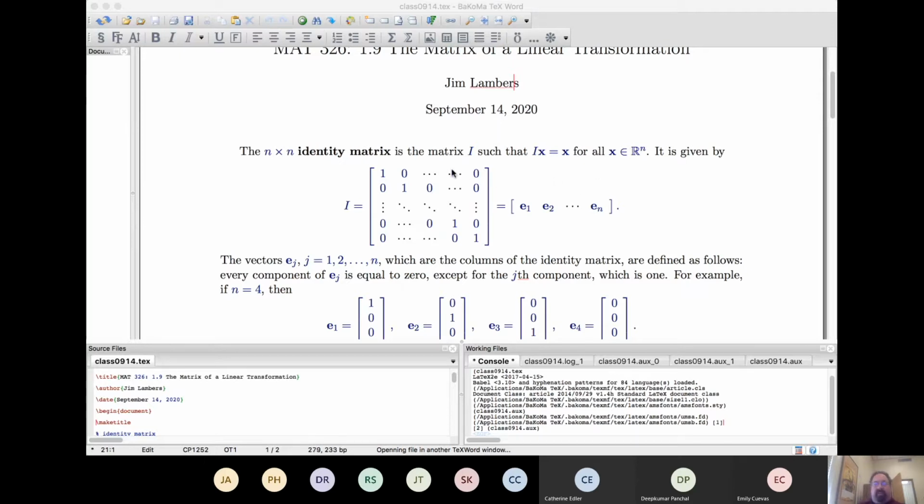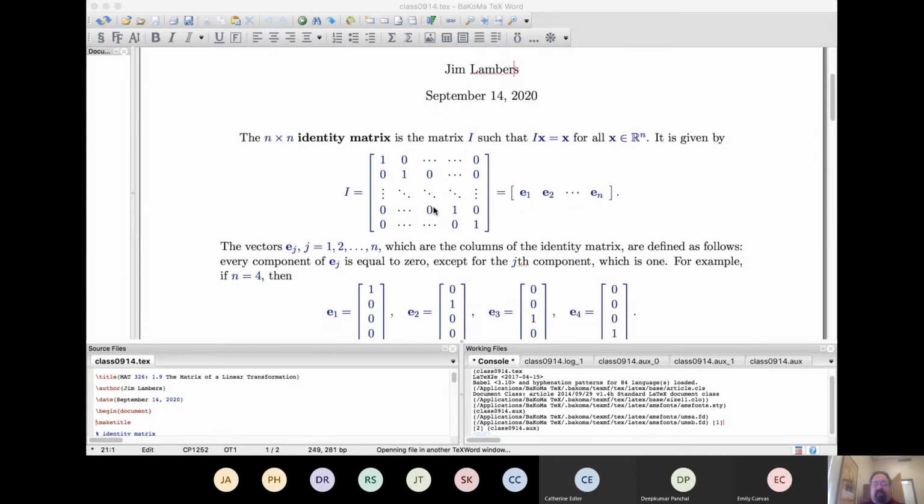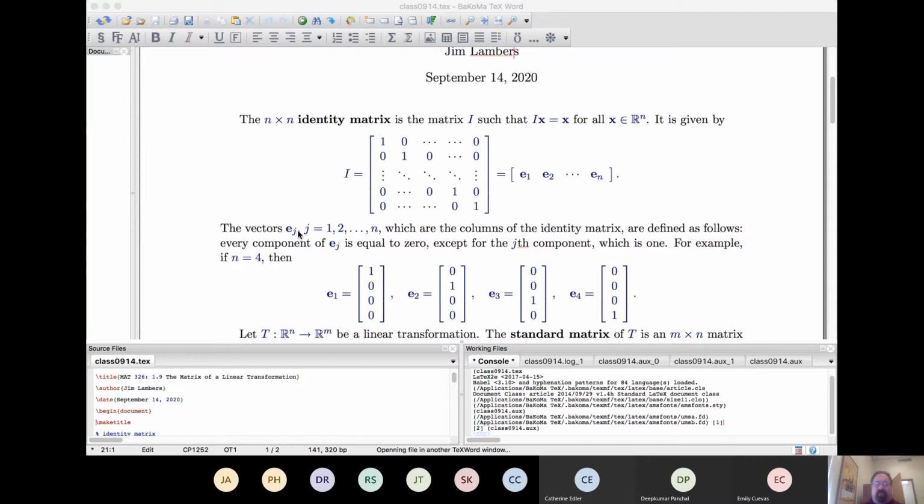All right. Now, these vectors we've recently seen, these are the columns of the identity matrix. And they have a property that these vectors, E1, E2, up to En, all the elements are 0, except for one of them that is equal to 1.